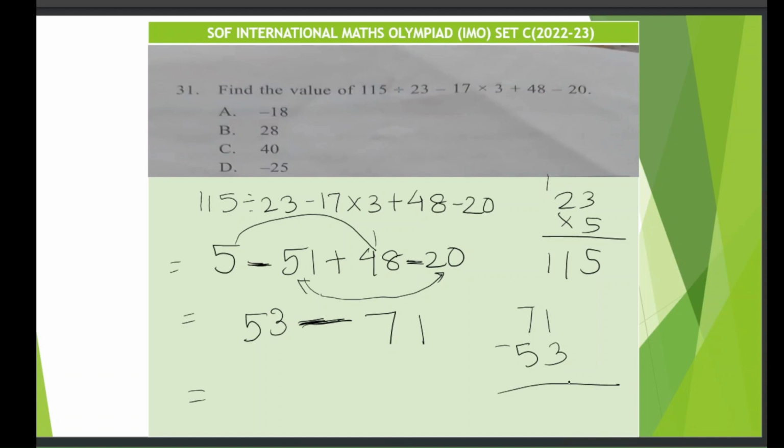Here we have to do 11 minus 3. 11 minus 3 is 8. And then what remains here is 6. 6 minus 5 is 1. So it will be minus 18. So the answer is option A. Question number 31, option A, minus 18 is the answer. So let's move to the next question.